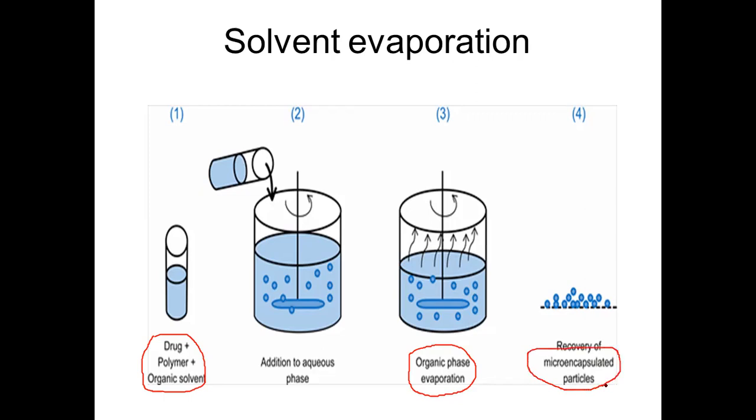It's a simple process, but again we have to control the agitation speed, the temperatures, and importantly the phases that we have selected for the solvent evaporation technique. The solvent evaporation technique to produce microcapsules is applicable to a wide variety of liquid and solid core materials. The core materials may be either water soluble or water insoluble.